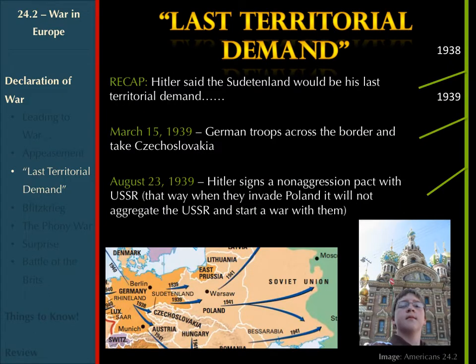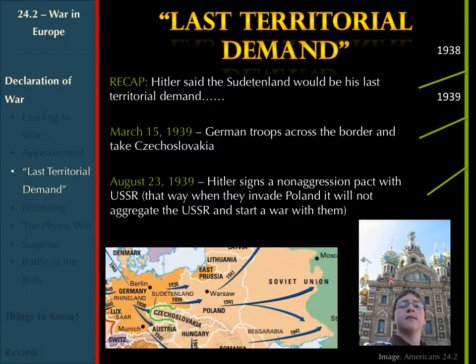So let's recap. Hitler said the Sudetenland here, which is this land on the map, was going to be his last territorial demand. Except that doesn't quite work out because on March 15th, about half a year later, German troops crossed the border of the Sudetenland here. And if you look, you can see the border. This little mini strip here between the two countries is the Sudetenland, which Germany occupies.